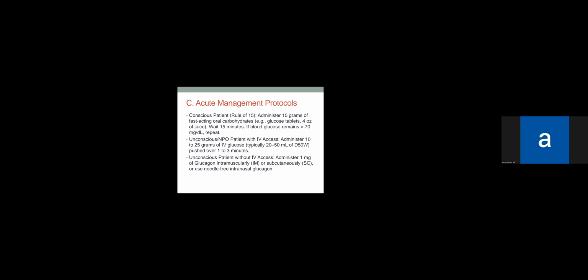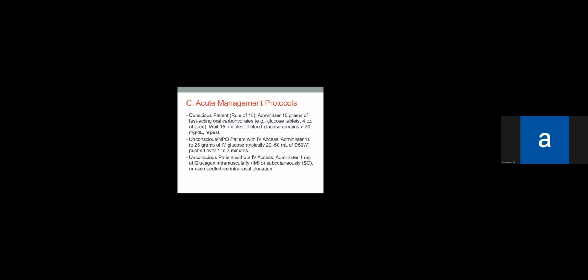Have the patient sit quietly for 15 minutes to allow the glucose to enter the bloodstream. We will recheck capillary blood glucose and perform a finger stick check after 15 minutes. If glucose is still less than 70 milligrams per deciliter, we will repeat step 1. Okay. If glucose is normalized, provide a standard snack or meal containing complex carbohydrates and a protein source.